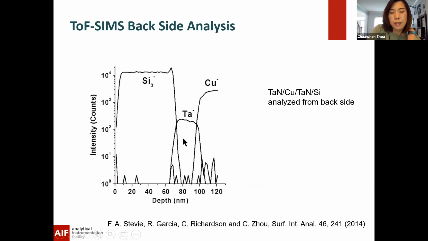And this is the profile obtained using our TOF-SIMS instrument. Similar configuration, with nitride and copper from the backside.